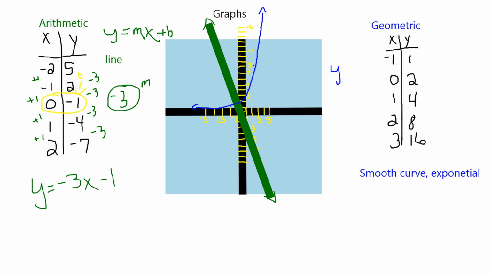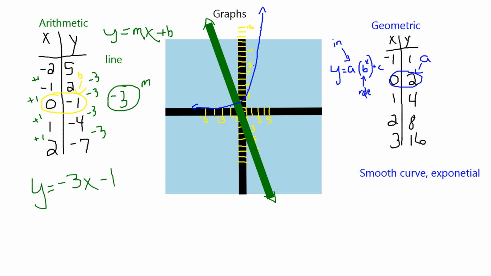For a geometric line, we use the equation y equals a times b raised to the x power plus c. A is the initial value. B is the rate. And c is the asymptote. The initial value is wherever x is 0. So my initial value is going to be 2.